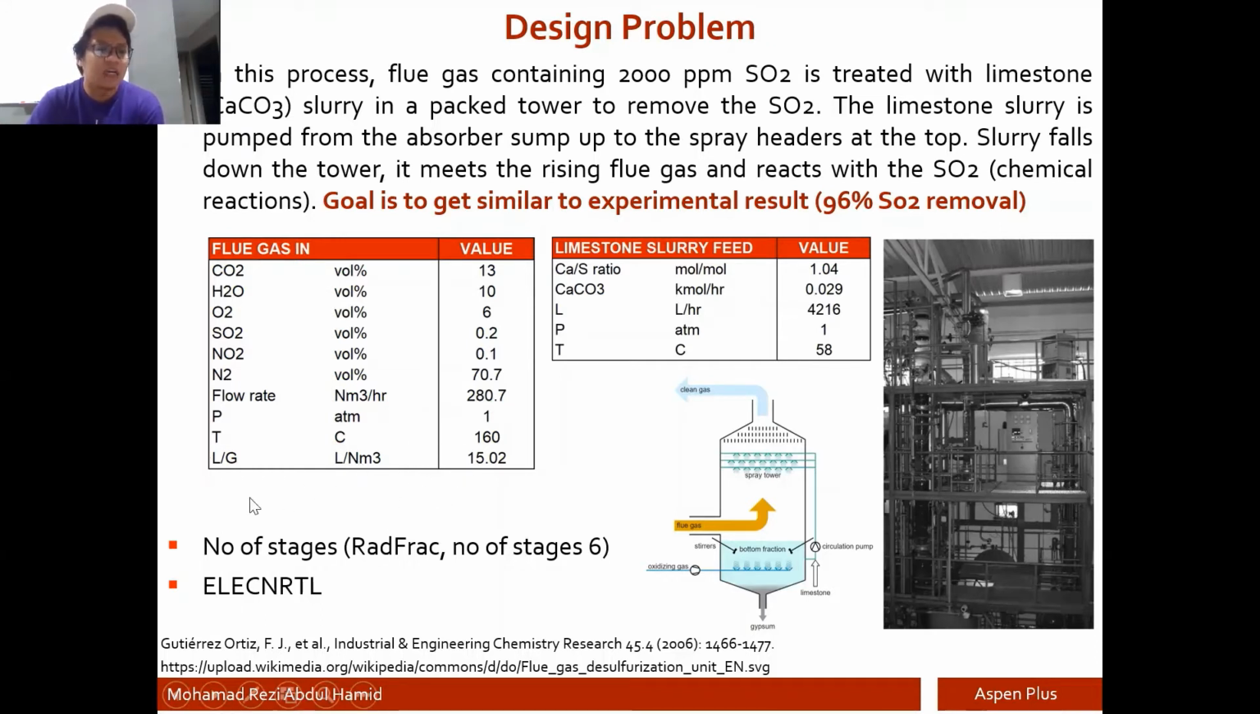And then other important information that I will input into the simulation is I will use RadFrac block, I will use RadFrac column, and I will choose number of stages of 6, and I will be using the ELEC-NRTL property method, which stands for electrolyte non-random two-liquid.